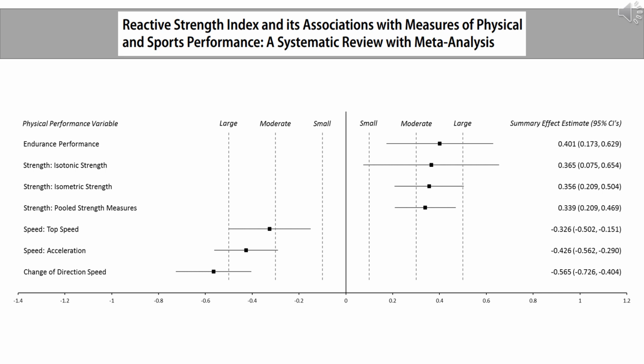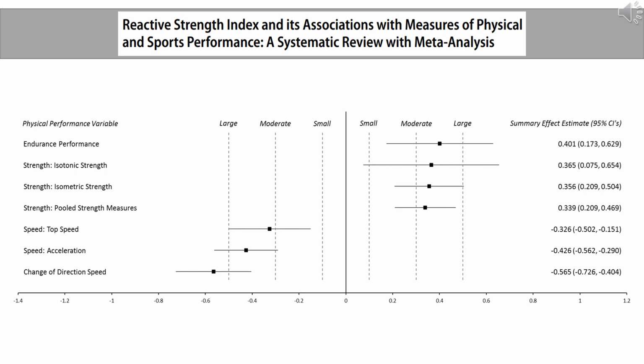0.356, 0.339. These are weak correlations, and the only reason that they are statistically significant is because we have a large sample size for a number of studies that have investigated this particular type of study. When we look at the correlations between RSI and linear speed, again, negative correlations showing that higher RSI values are associated with faster athletes. But again, these are weak correlations.